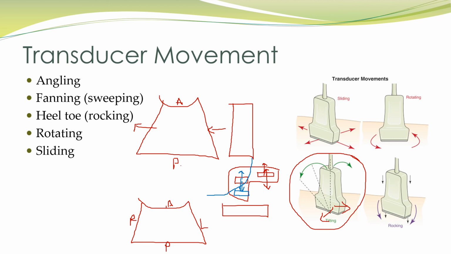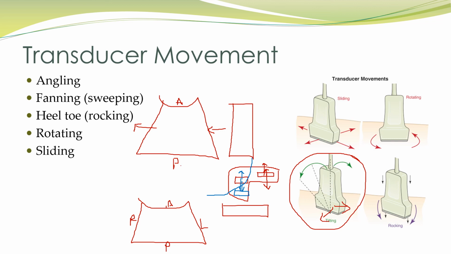Usually you're angling and tilting to get around gas, to get around bone, to get around things like that. You're usually sliding to get through tissue that's not covered up by something else. A good example would be through your femoral vein. You're usually going to be sliding down the vein, not so much sitting at one point on the vein, angling up or down. Okay.